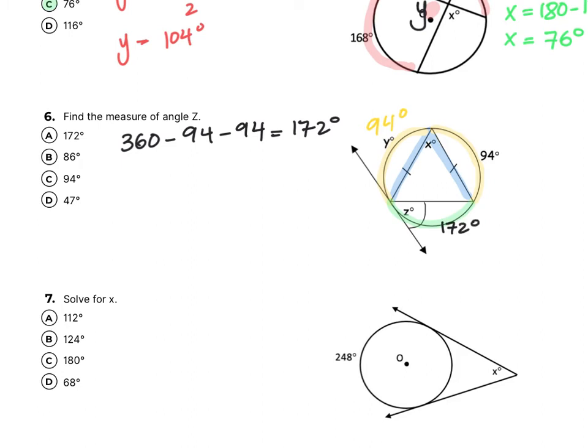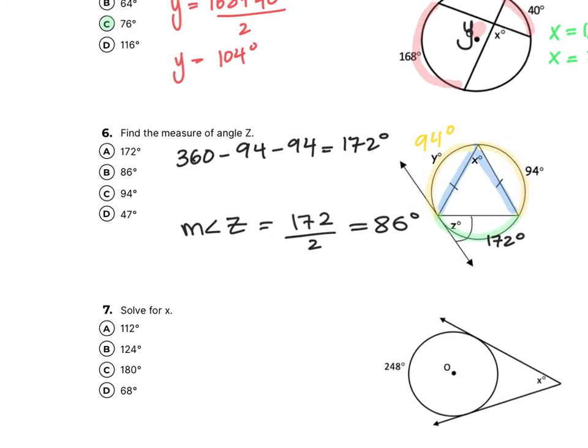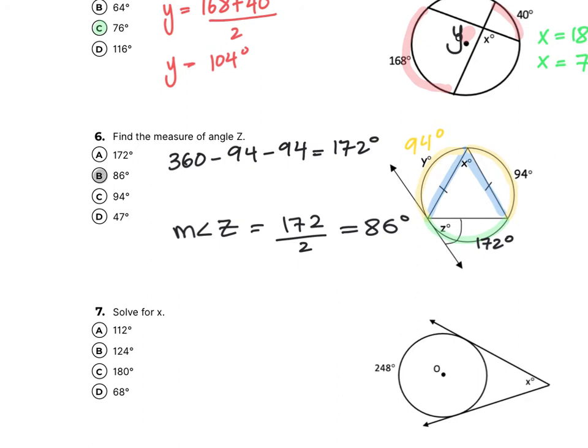Now I'm supposed to find the measure of angle Z. Angle Z is an angle between a tangent and a chord. So that is equal to half the intercepted arc. So the measure of angle Z is equal to 172 divided by 2, and that's 86 degrees. So we used 3 different rules in this problem. Rule number 1 is that congruent chords intercept congruent arcs. The sum of arcs in a circle is 360, and the angle between a tangent and a chord is half the intercepted arc. Now let's move on to number 7.